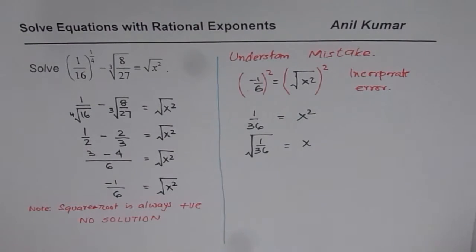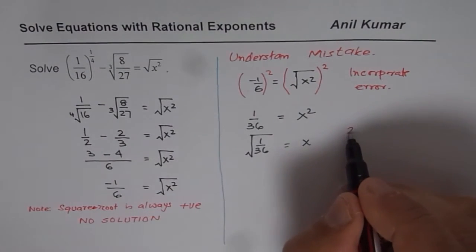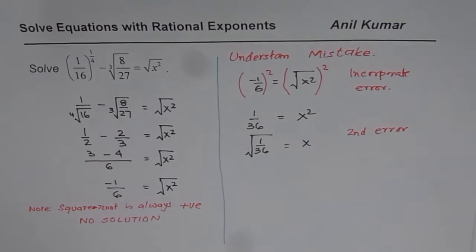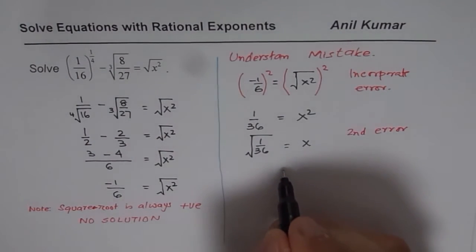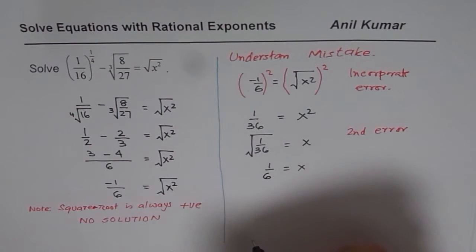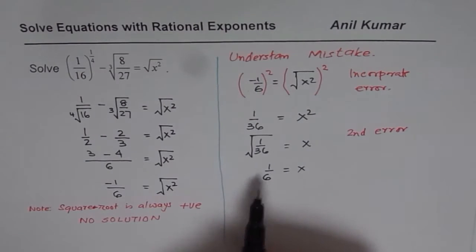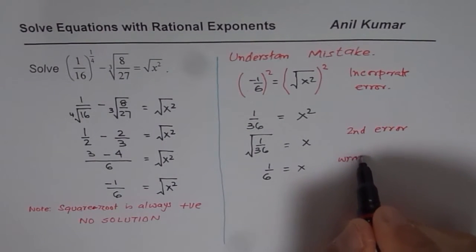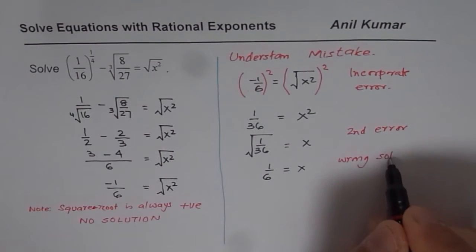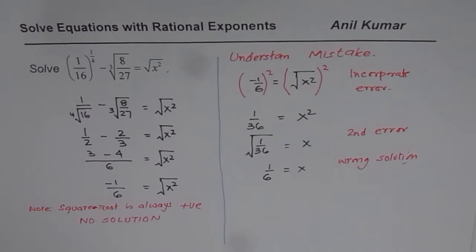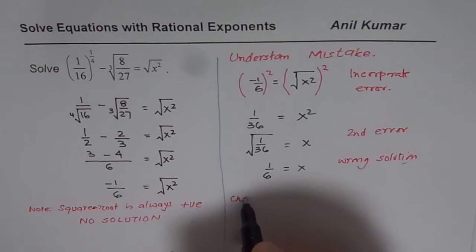Strictly speaking, here you are making a second error. I'll explain what this error is. And after that, you write down your solution as x equals 1 over 6, right? You get x equals 1 over 6, which is a wrong solution. Now, how is it wrong? Let us check how it is wrong.